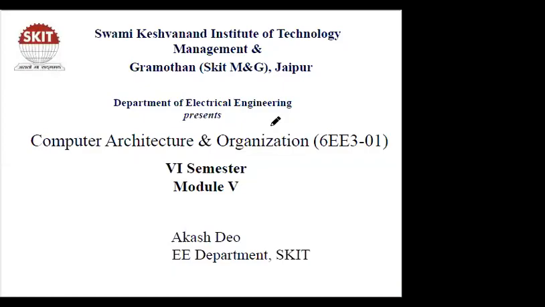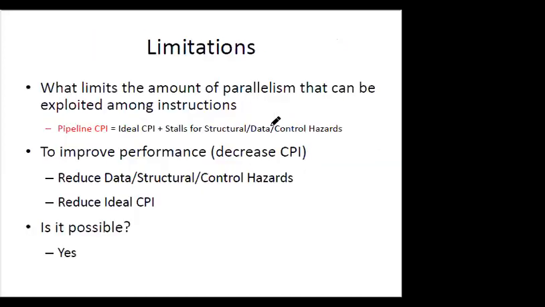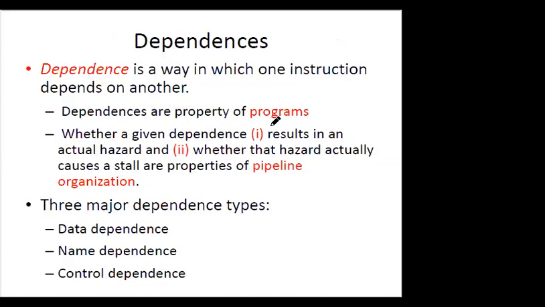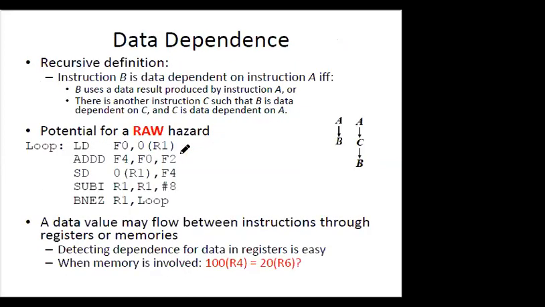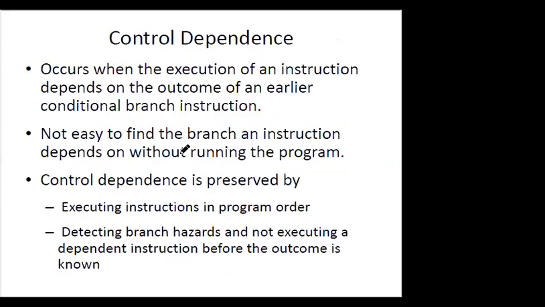So chaliye, let us start with the lecture. In the previous lecture, we discussed instruction level parallelism, and we studied the dependencies involved in instruction level parallelism. So we saw basic blocks, then dependencies, then what were the hazards involved with these dependencies, and in the last we saw what is control dependence. So in this lecture, we will start with the control dependence.